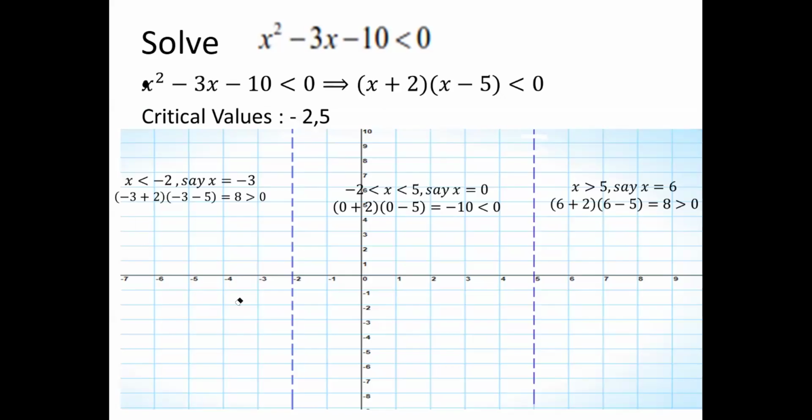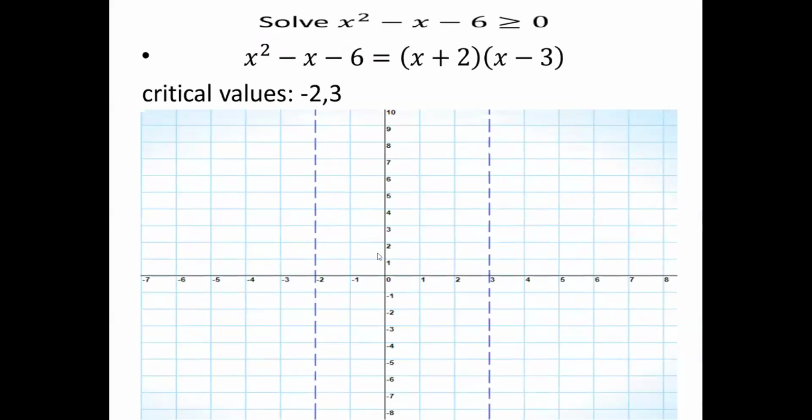Anybody getting an idea what I'm doing here? Yes, sir. Yes, sir. So our conclusion, of course, is that x between minus 2 and 5 satisfies the inequality, right? Good.